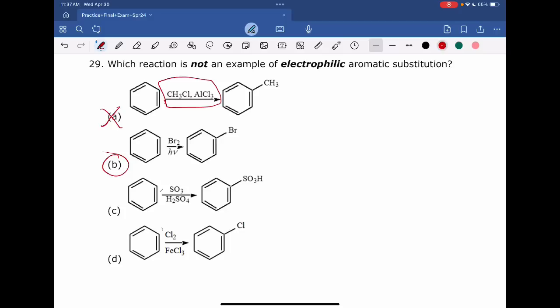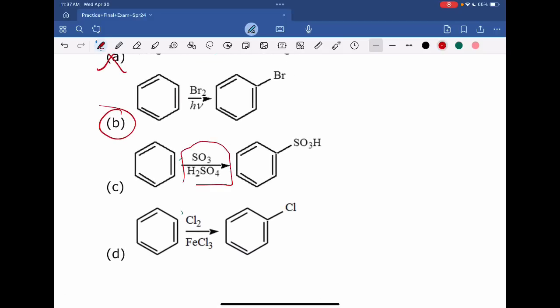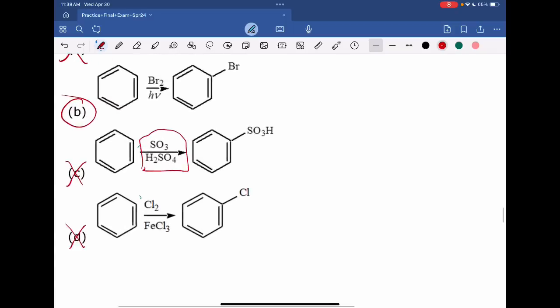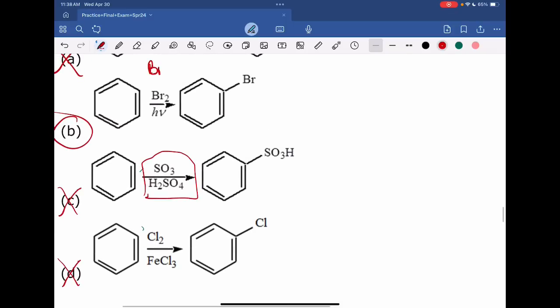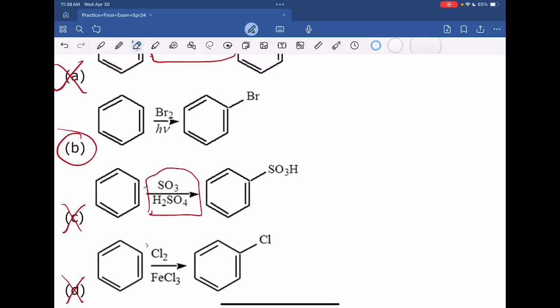Let's still do C and D though. This is sulfonation of benzene, and these are the correct reagents, so this is fine. And D, also chlorination, these are the reagents, so it's fine. So if it was Br2, FeBr3, then this would be EAS, but this is not EAS.